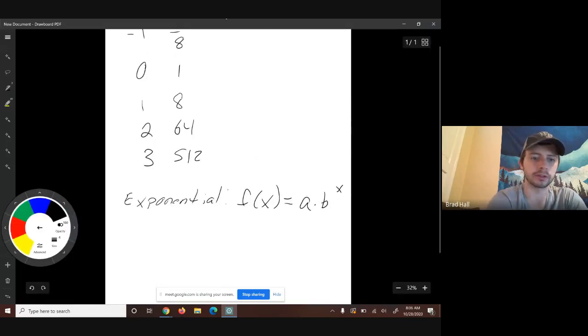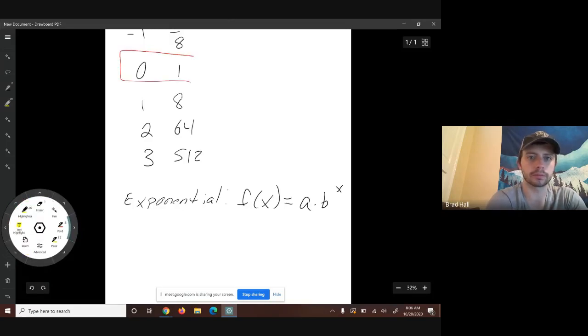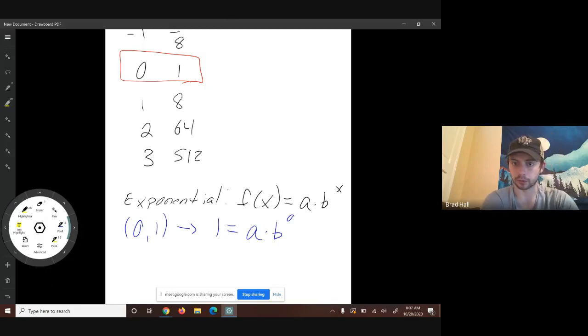I think one of the easier ones to look at is this ordered pair right here, because there's a 0. I'll do this in blue. If these 5 ordered pairs represent an exponential function, then if we plug in (0, 1), this will be 1 is equal to a times b raised to the 0 power. But b to the 0 power is just 1. So that's now just 1 is equal to a. And so we already figured out a just that quickly.